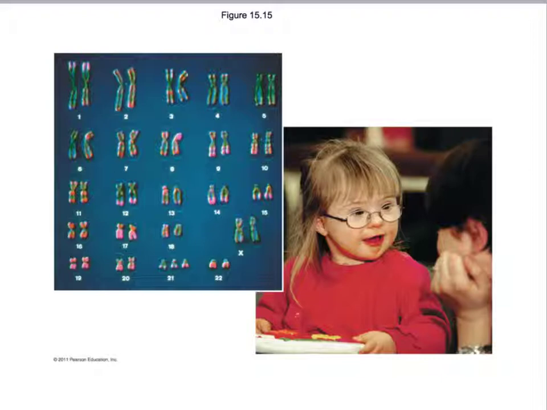Non-disjunction of sex chromosomes produces a variety of aneuploid conditions. Klinefelter syndrome is a result of an extra chromosome in a male producing XXY individuals. Monosomy X, called Turner syndrome, produces XO females who are sterile. It is the only known viable monosomy in humans.